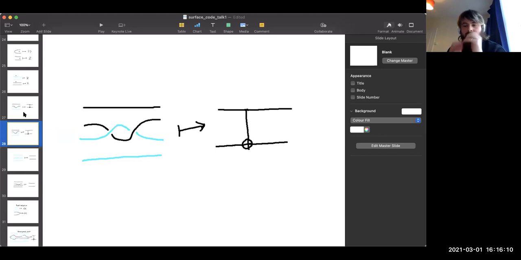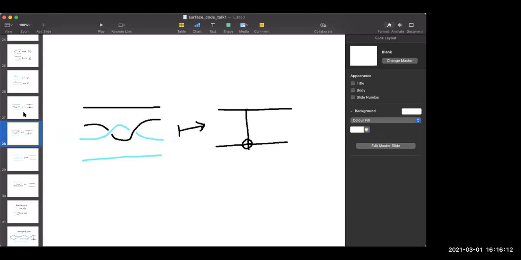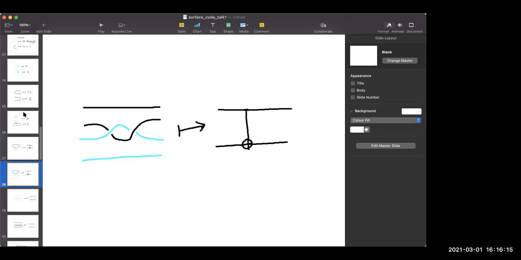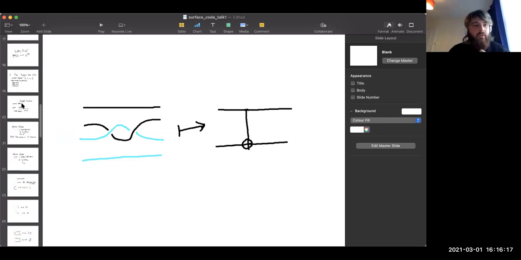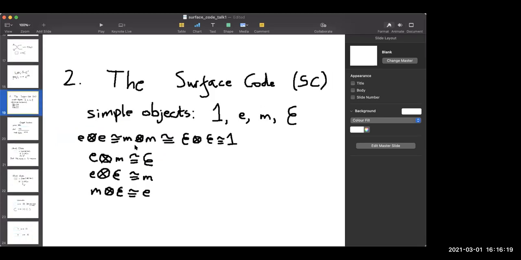Could you say a bit more about that multi-tensor category for surface codes, the one with the E, M, and epsilon? What does the braiding look like? These are all up to isomorphism. What does that mean exactly? I just want to get an idea of what the structure is.